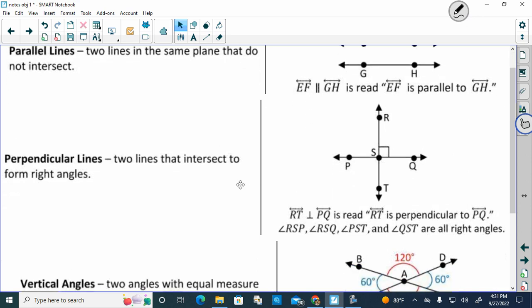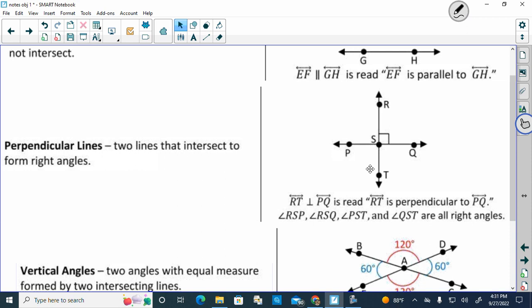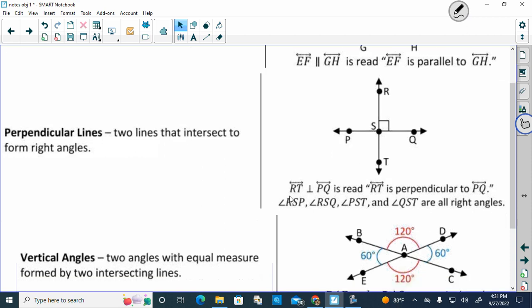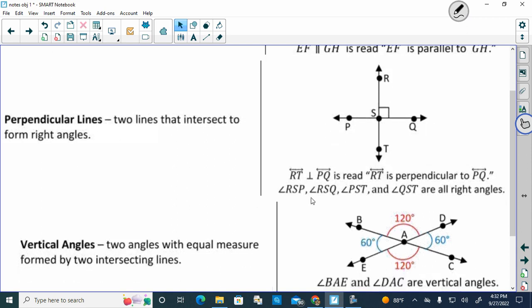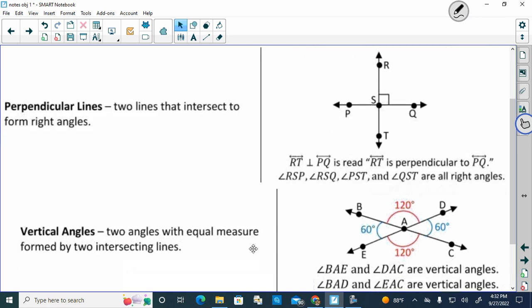Down here, perpendicular lines form 90 degrees, so all of these angles going around would have to be 90 degrees. Again, these are lines, so notice the notation above the letters. It takes at least two points to make a line, so they could have listed any two points on this. It doesn't have to be P and Q. They could have said S and Q because those are on that. The symbol for perpendicular is an upside down capital T, and we've done that last year as well.